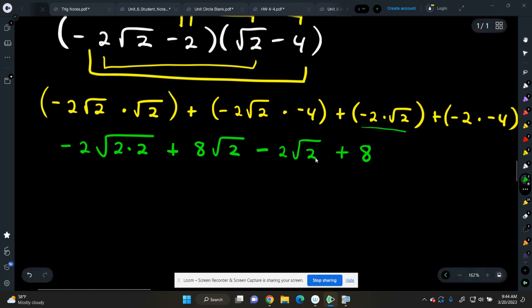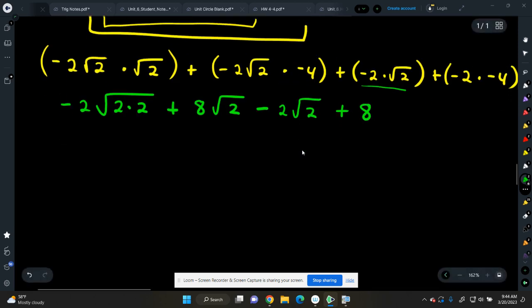Okay. What now? You could, well, not yet. You have to do it. Right, this becomes, the 2's move outside, so 2 times 2. Okay. All right.